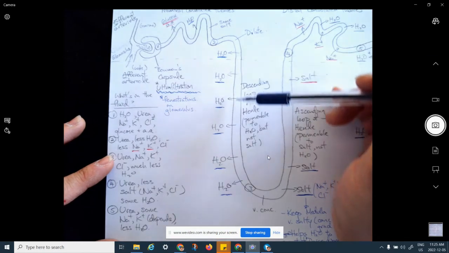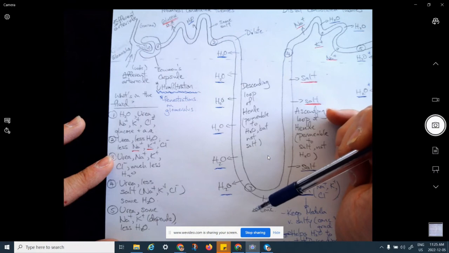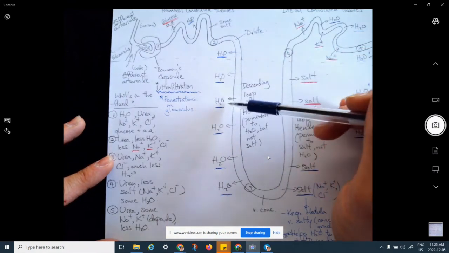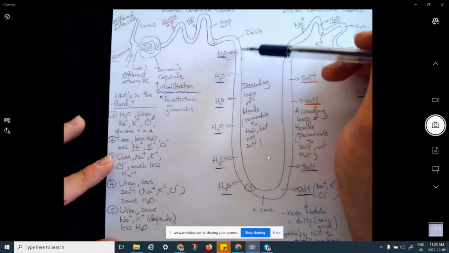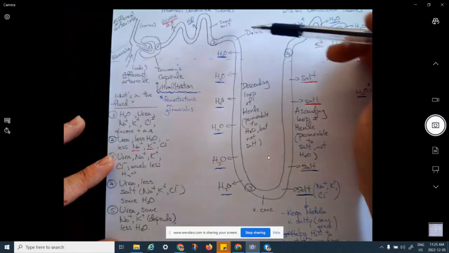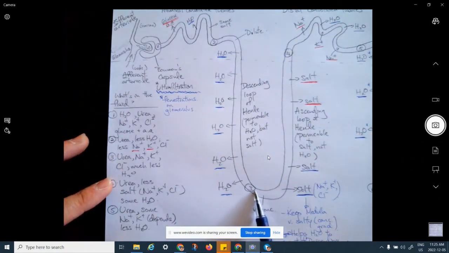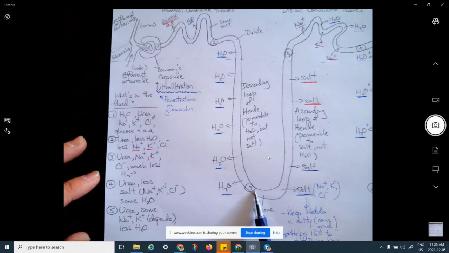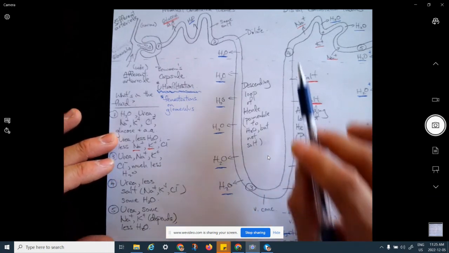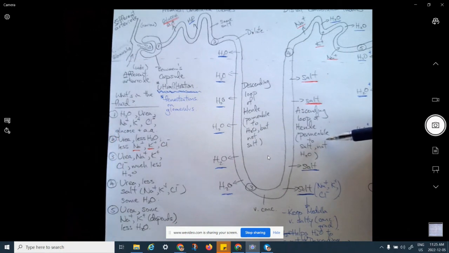Then it goes down the descending loop of Henle. The descending loop of Henle allows water to leave, but not salt. So water will be leaving the filtrate throughout the descending loop of Henle by passive transport. By the time it comes to the bottom of the descending loop of Henle, your filtrate is very salty, or very concentrated at this point. That is important simply because by the time it goes up the ascending loop of Henle, it allows salt to leave, but not water.